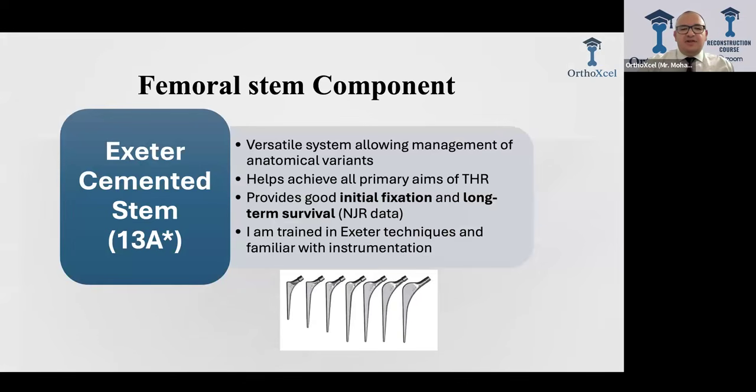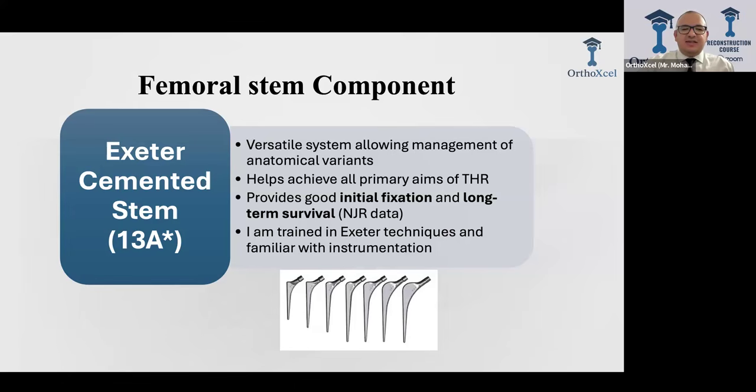Regarding the femoral component, you have a lot of options. The most successful stem in the NJR, the National Joint Registry, is the Exeter stem. It is again 15A plus now, not 13. So it has achieved 15 years on the market with very good longevity and a low revision rate. And this is evidenced not only statistically, but also supported by high quality evidence.